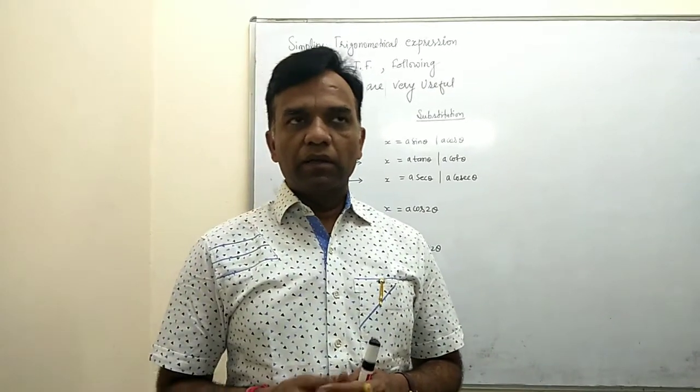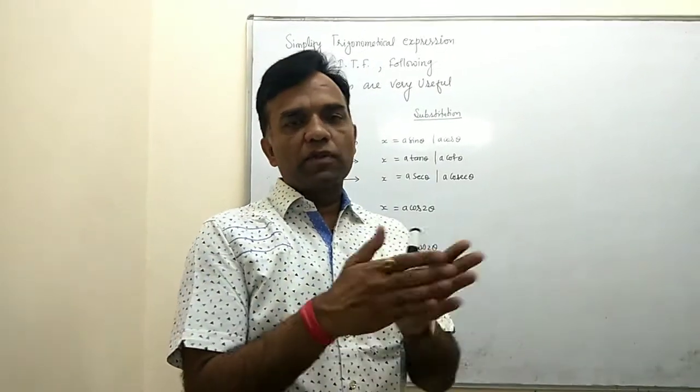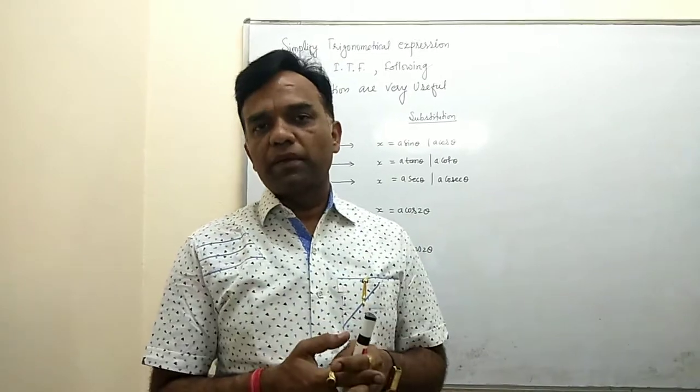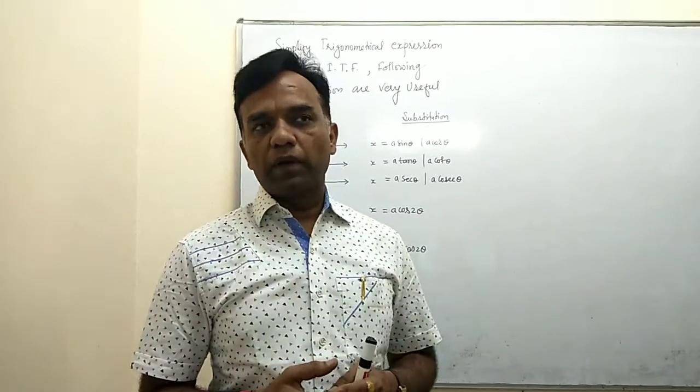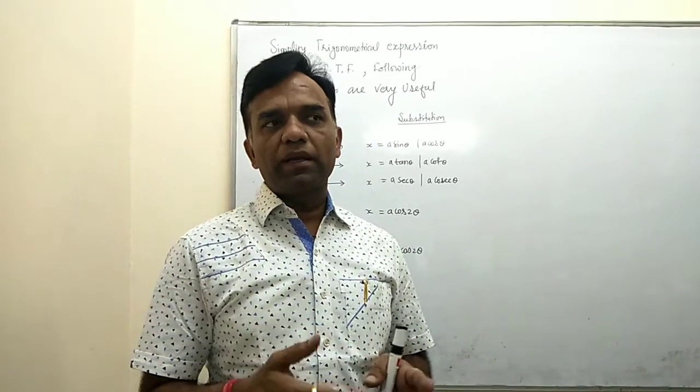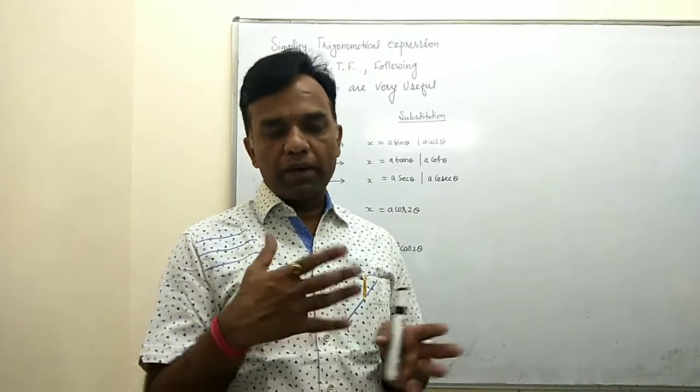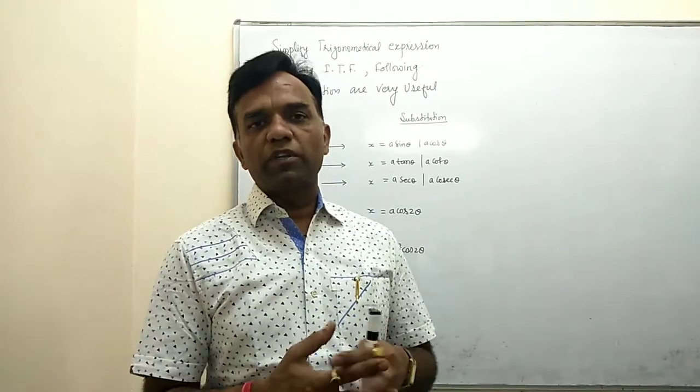Some questions are given, and we see how to substitute trigonometrical values in place of the inverse trigonometrical form, and how to write the expression in its simplest form, that is, by which trigonometrical identities and ratios you substitute, and then you get the simplest form.